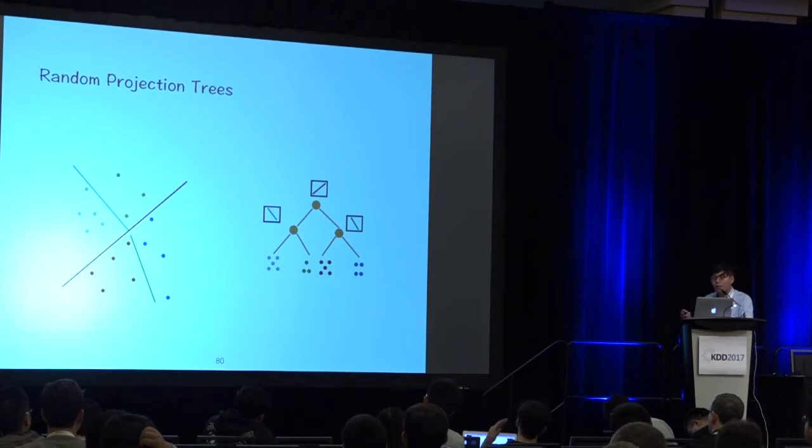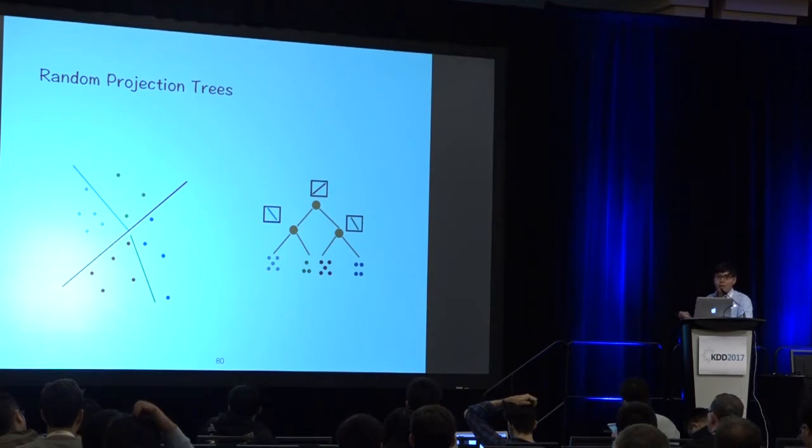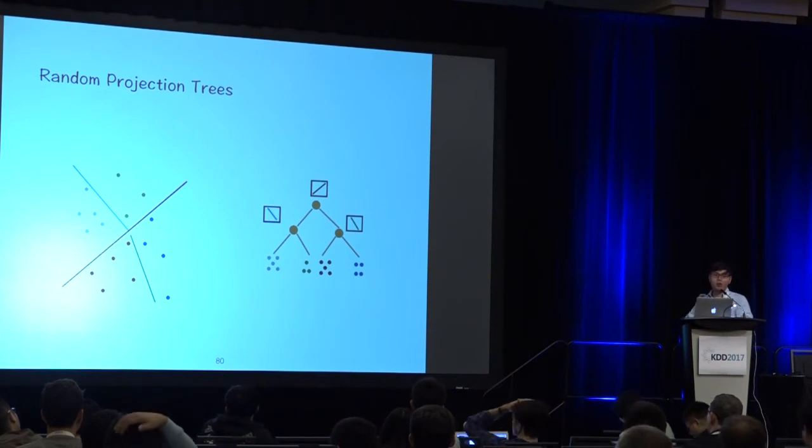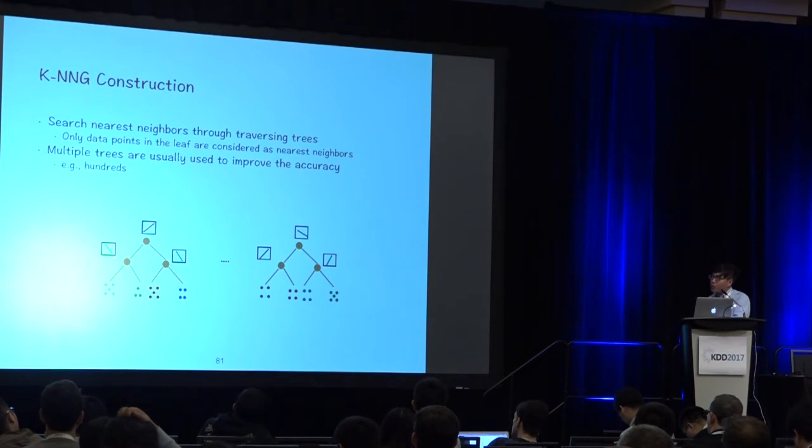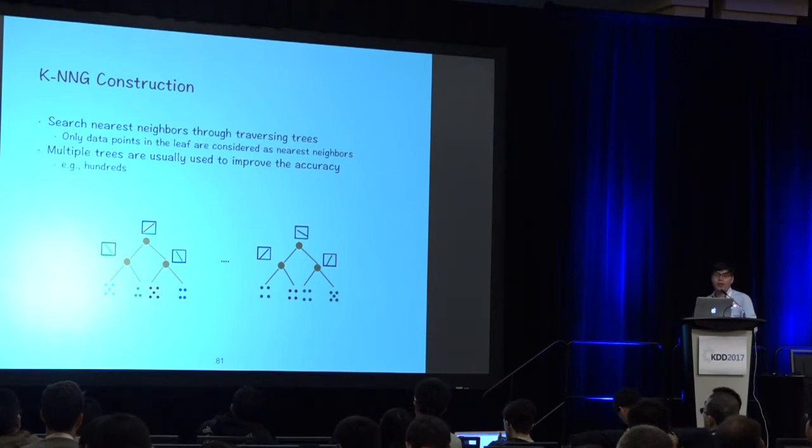And then we only consider the data points in the same subspace as similar to each other. That means if two data points are not in the same space, we don't think they are similar to each other. So by doing this, we are able to significantly reduce the comparison, right? Of course, in practice, because all the steps in this algorithm are random, the accuracy cannot be very high with only one tree.